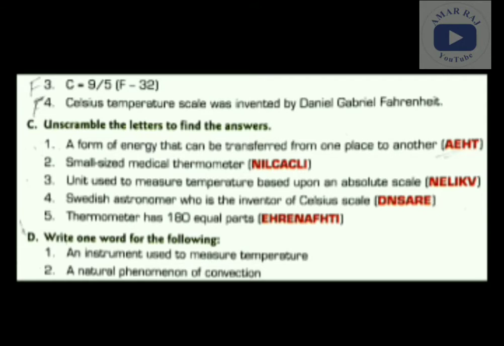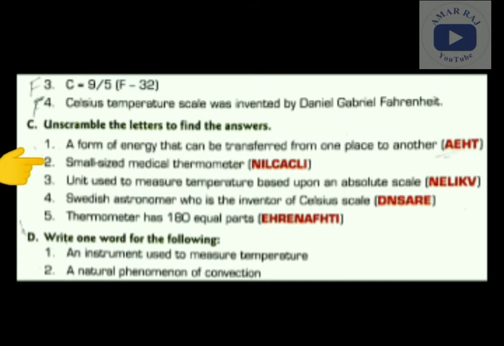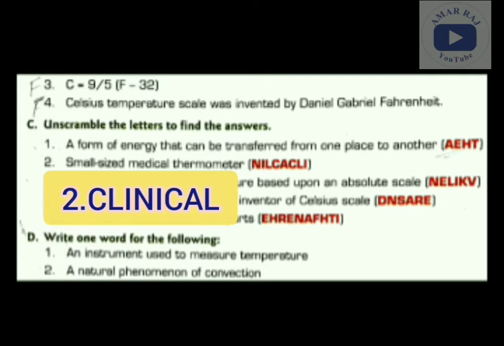See question number 1: a form of energy that can be transferred from one place to another. Students, according to this chapter, the form of energy we have studied is heat. So the correct answer is heat, H-E-A-T. Now see question number 2, C2: small sized medical thermometer. Obviously it is a clinical thermometer.